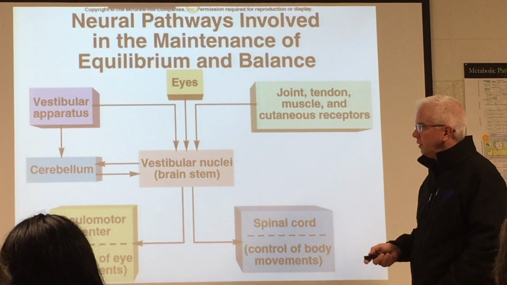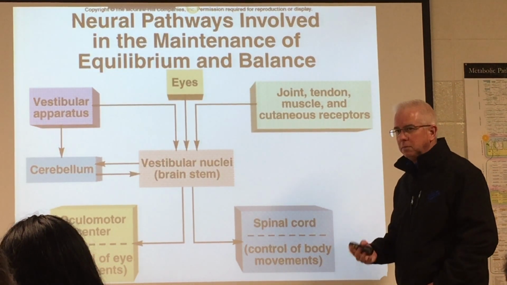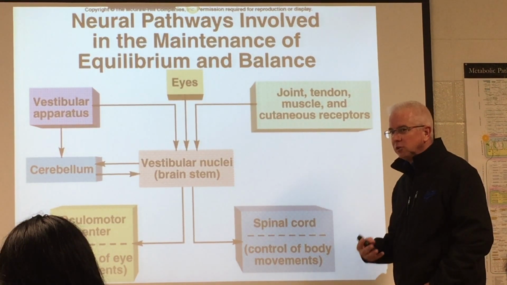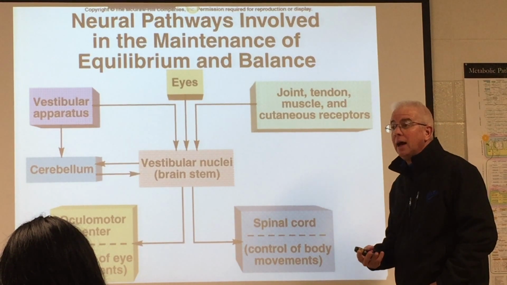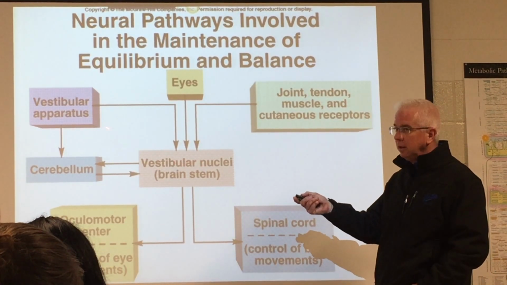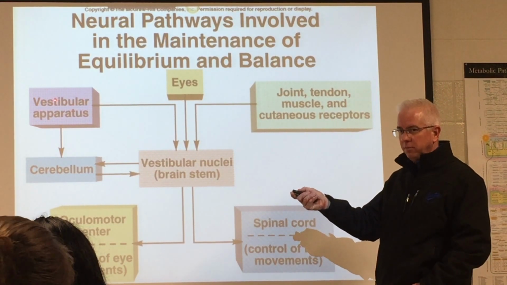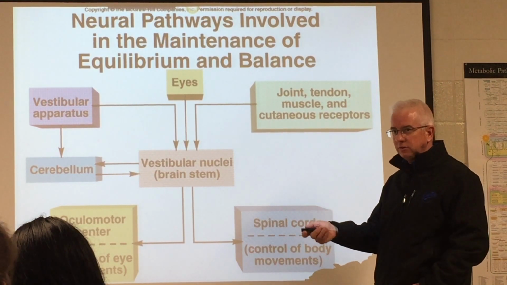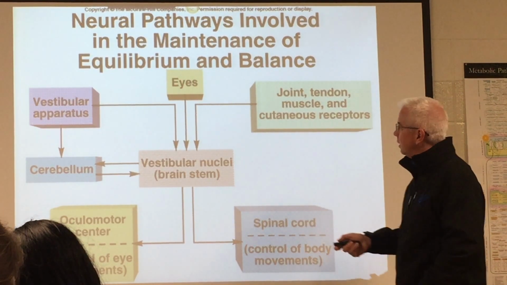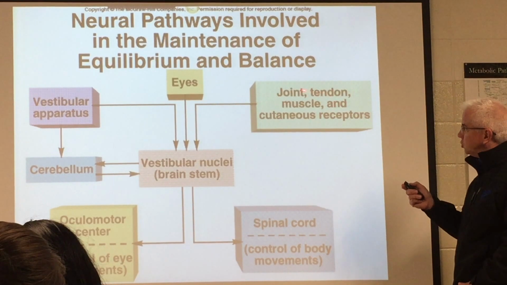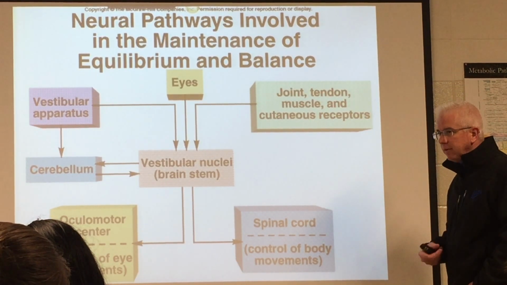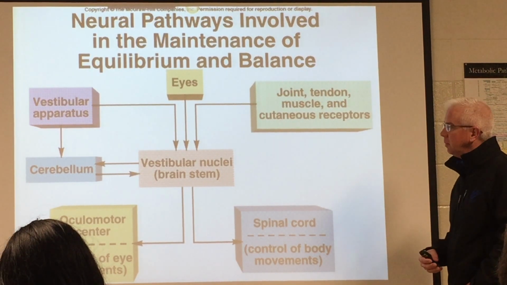You also know that the cerebellum is involved in controlling muscle contraction, right? You know that it has to receive information from proprioceptors to help you with balance, locating in space. And so the vestibular nuclei is combining information from the vestibule and the semicircular canals and the eyes and the cerebellum and from joint, tendon, muscle, and cutaneous receptors in the body. There's a lot of information here in the brainstem about balance.